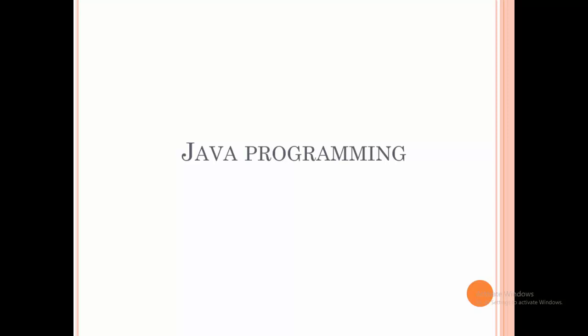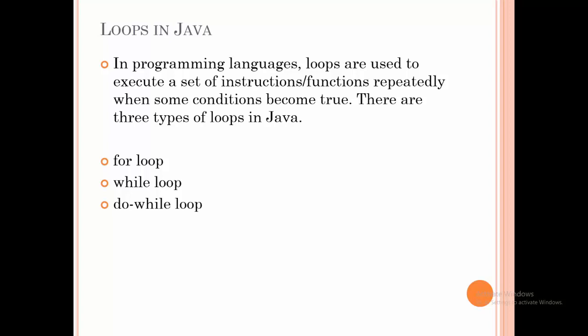We have seen decision making statements. Let's continue with the looping statements in Java. So in programming languages, loops are used to execute a set of instructions or functions repeatedly when some condition becomes true. Okay. So looping in programming languages is a feature which facilitates the execution of a set of instructions or functions repeatedly. So if I want a set of code to be executed for a fixed iteration or a non-fixed iteration, I will be going for the looping statements.